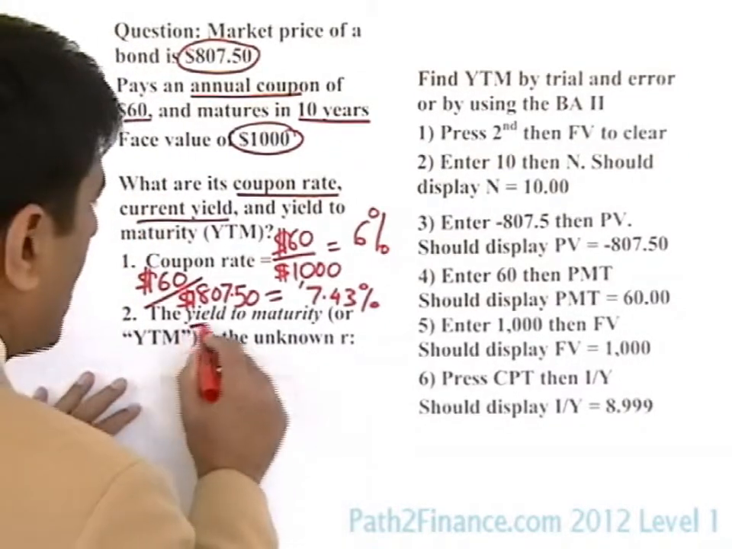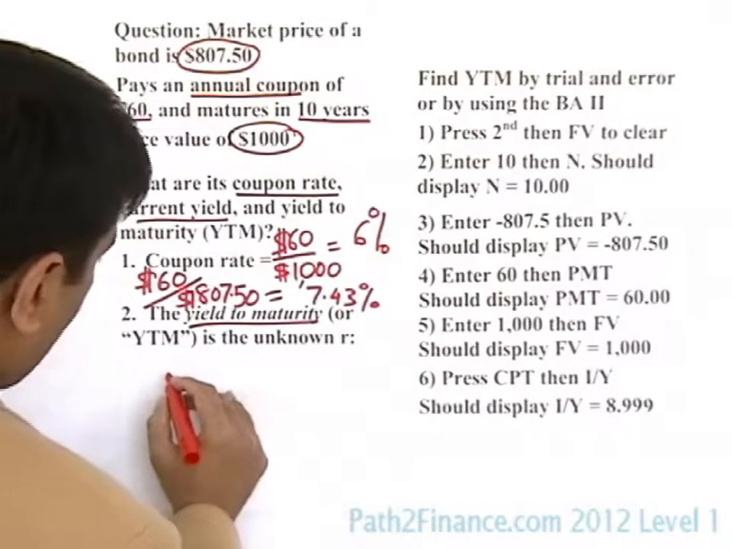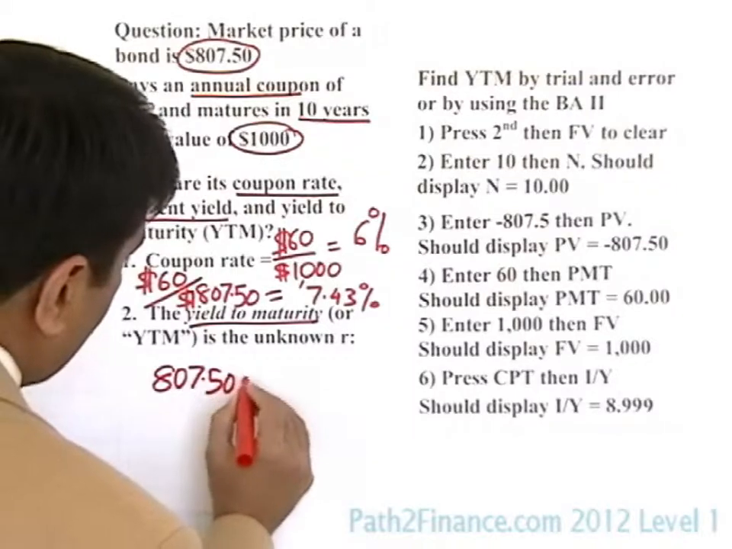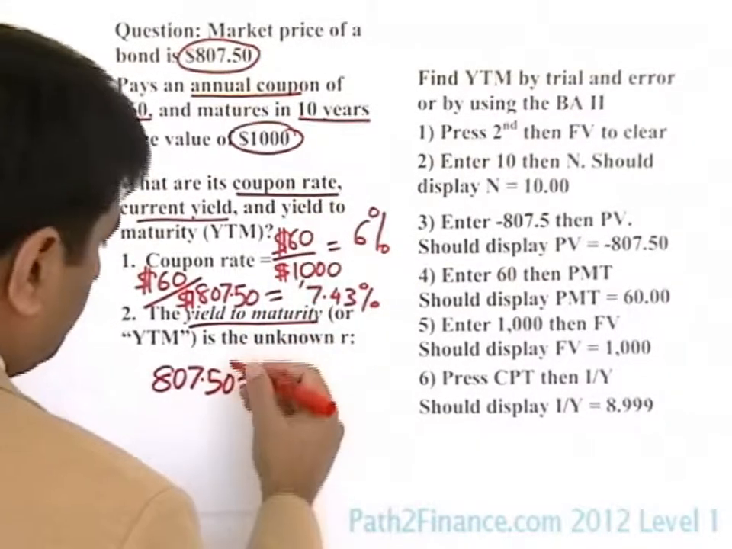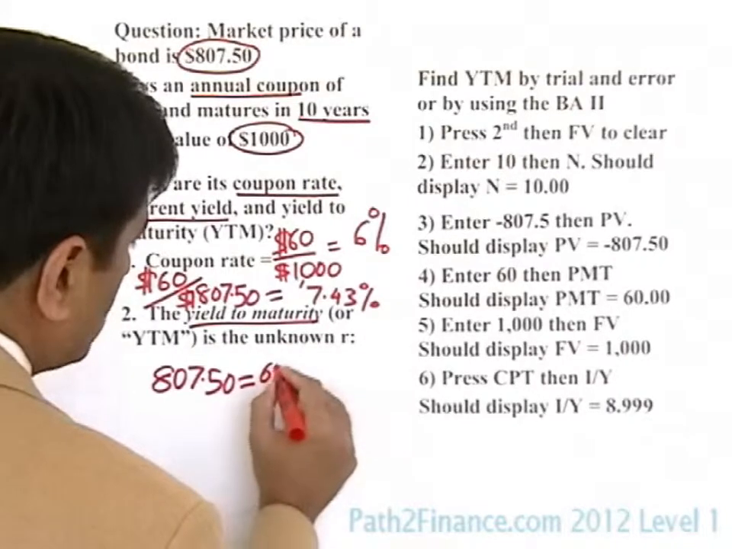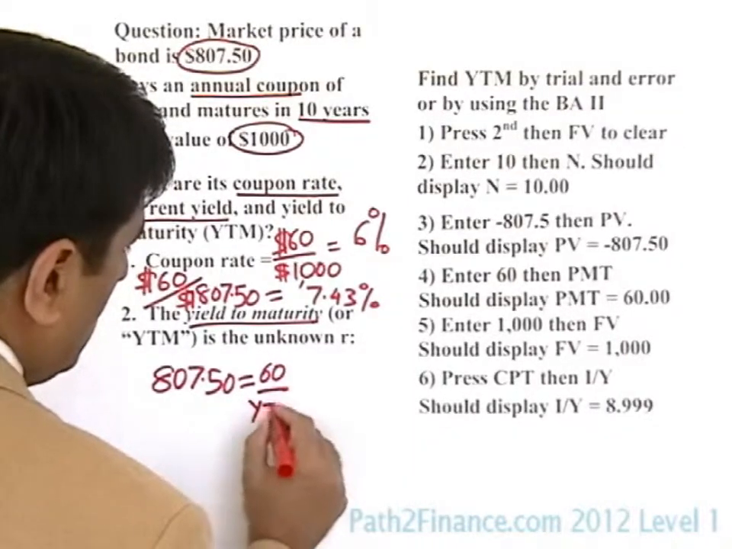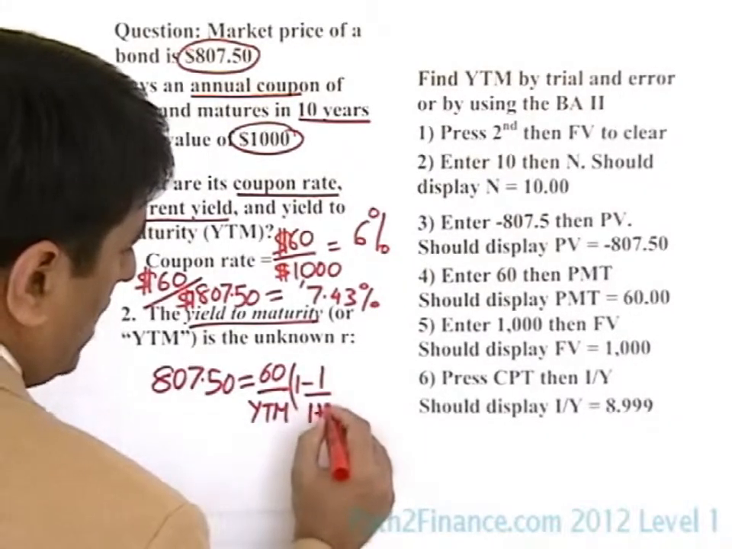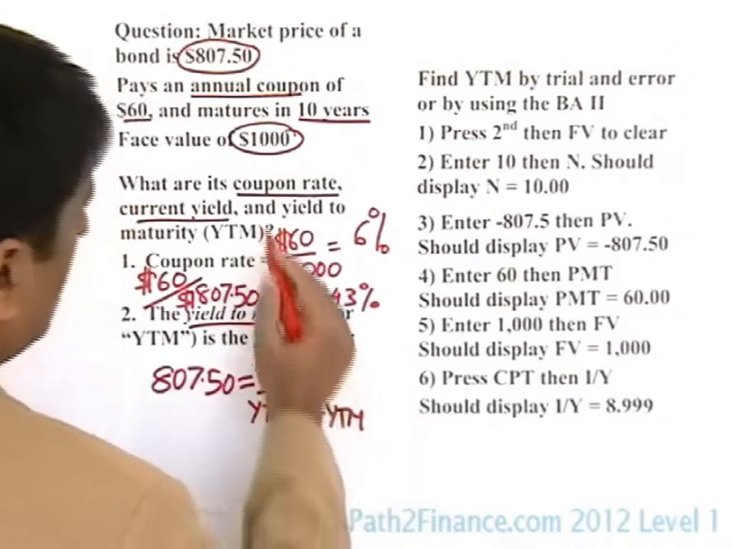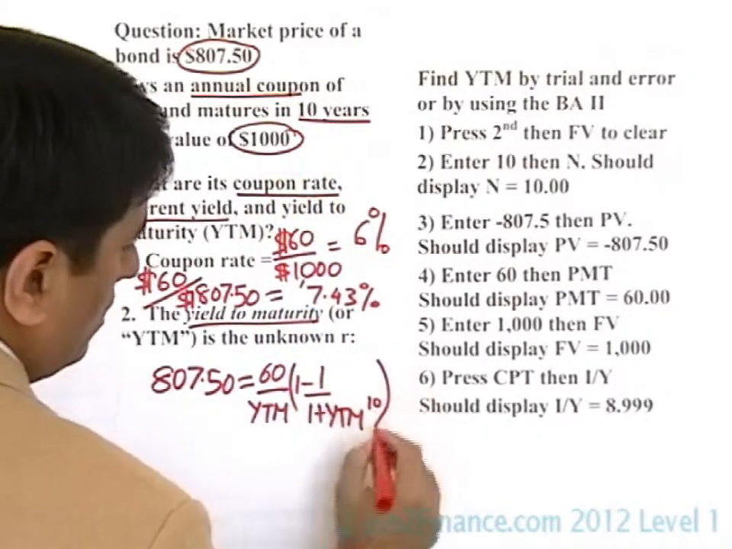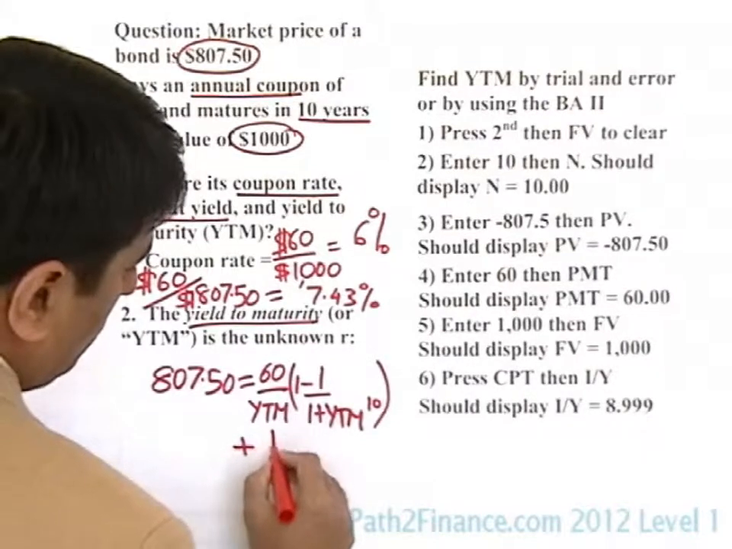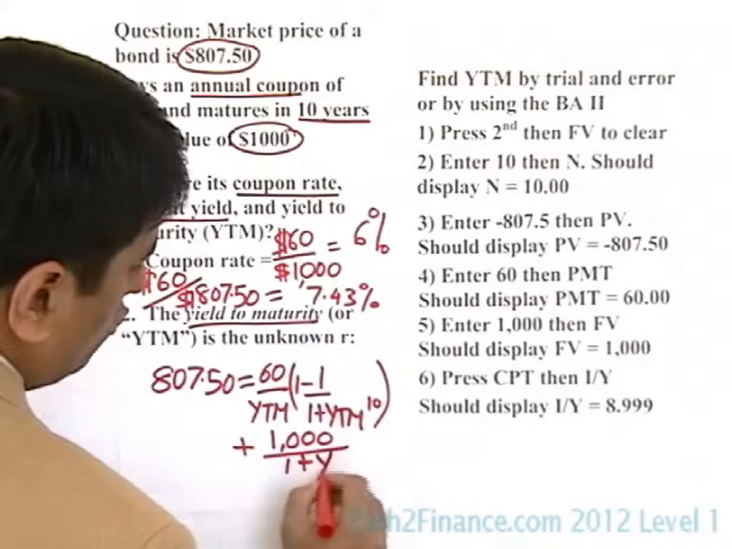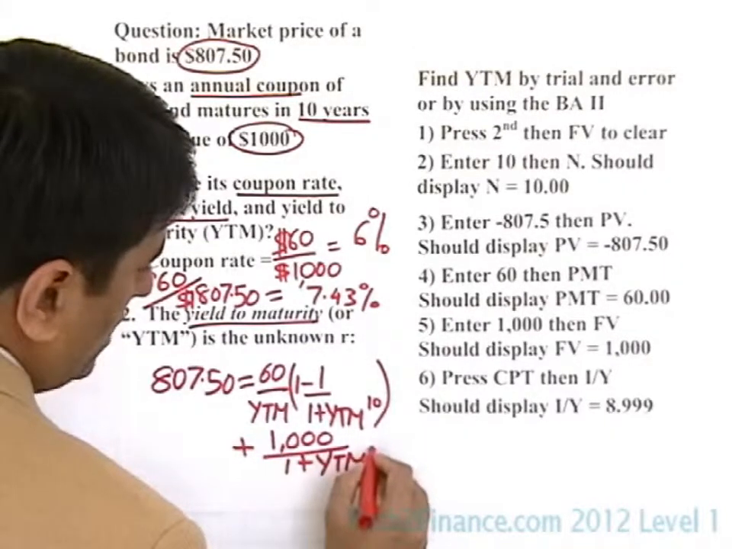and that can be found from applying the formula for bond price. 807.50 should equal the annuity value of the coupons, which will be 60 divided by yield to maturity into 1 minus 1 divided by 1 plus yield to maturity to the power 10, plus the value of the face, which is 1,000, divided by 1 plus yield to maturity to the power 10.